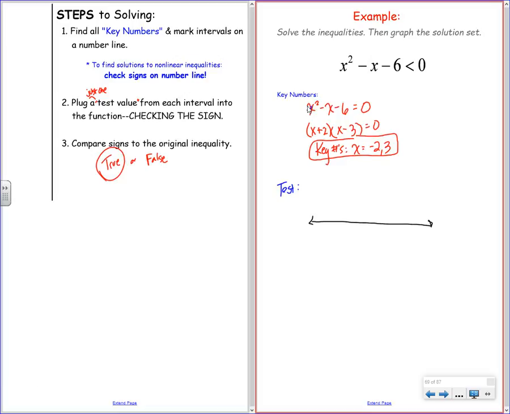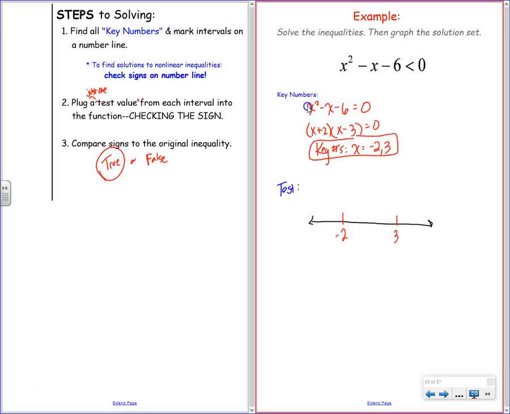-2 and 3. I'm just going to put them on my number line. And guys, be approximate. And I would say don't mark anything else. Just mark the key numbers. You might have 1, you might have 2, you might have 4. Mark the key numbers. We need to test in between.